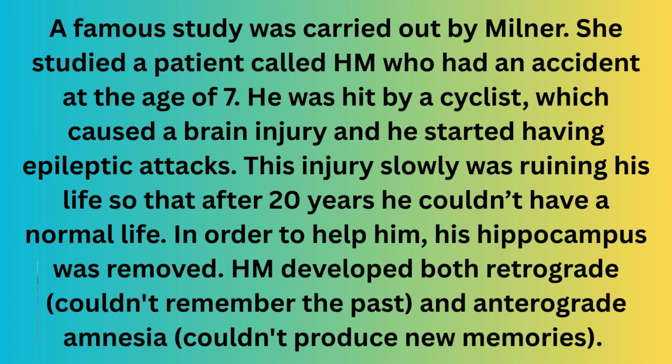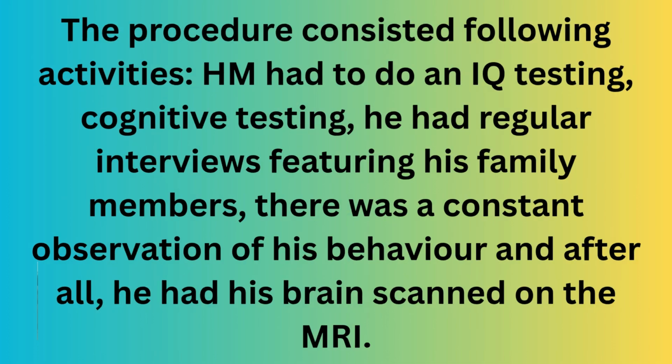In order to help him, his hippocampus was removed. HM developed both retrograde amnesia, that is, he couldn't remember the past, and anterograde amnesia, he couldn't produce new memories. The procedure consisted of the following activities. HM had to do IQ testing, cognitive testing. He had regular interviews featuring his family members. There was a constant observation of his behavior, and after all, he had his brain scanned on the MRI.